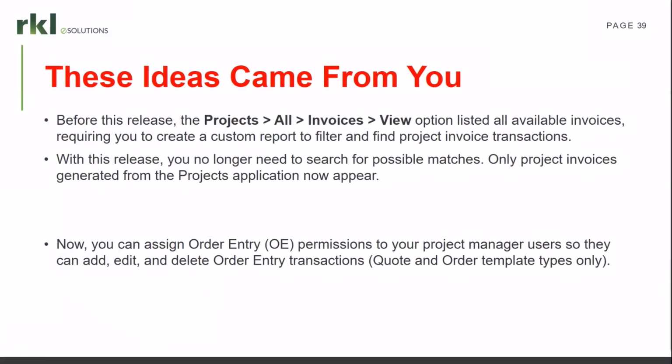Before this release, the projects all invoices view option listed all the available invoices, requiring you to create a custom report to filter and find the project invoice transactions that you want to run. With this release, you no longer need to search for possible matches. Only project invoices generated from the project application now appear.